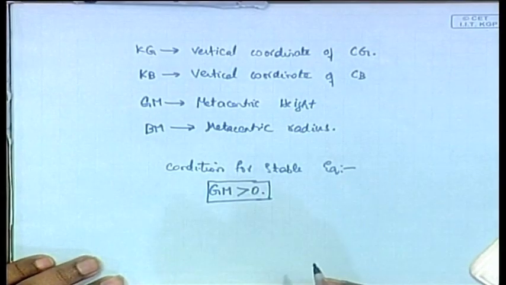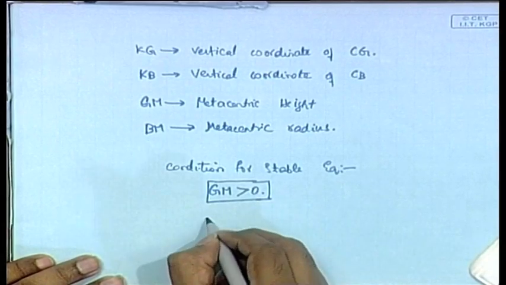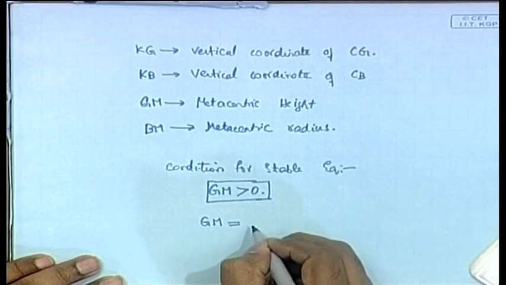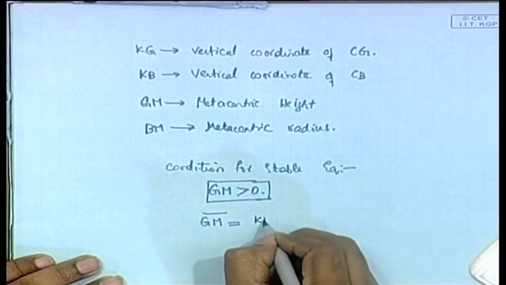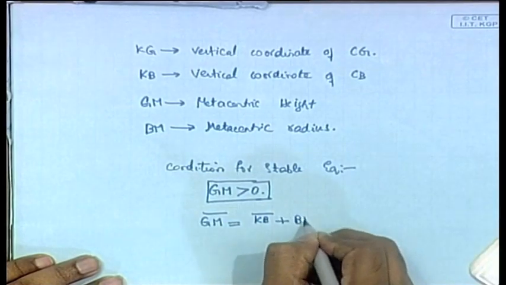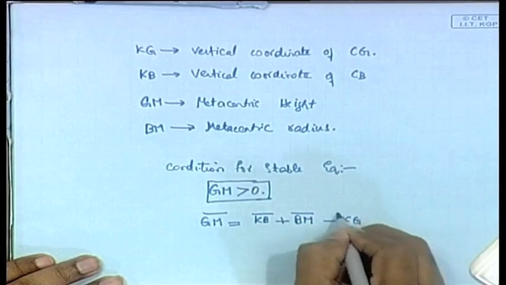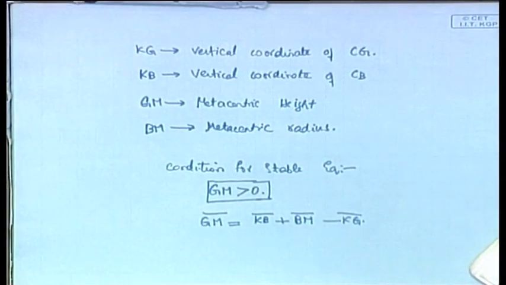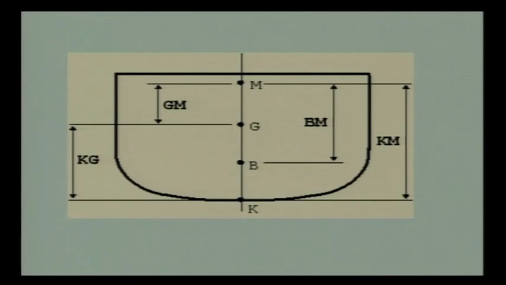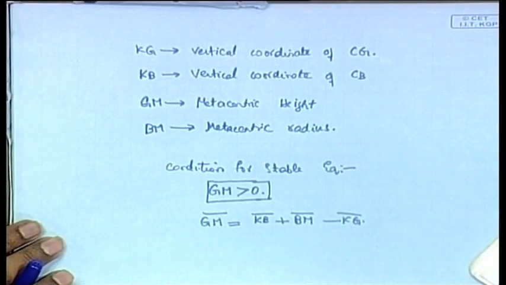Then of course these formulas hold, that is also important, you just have to remember it for the exam. Gm is equal to Kb plus Bm minus Kg. This is just geometrical, you just look at this and you will find out Gm is equal to Kb plus Bm minus Kg. It is just coming from that, and the condition is Gm should be greater than 0.